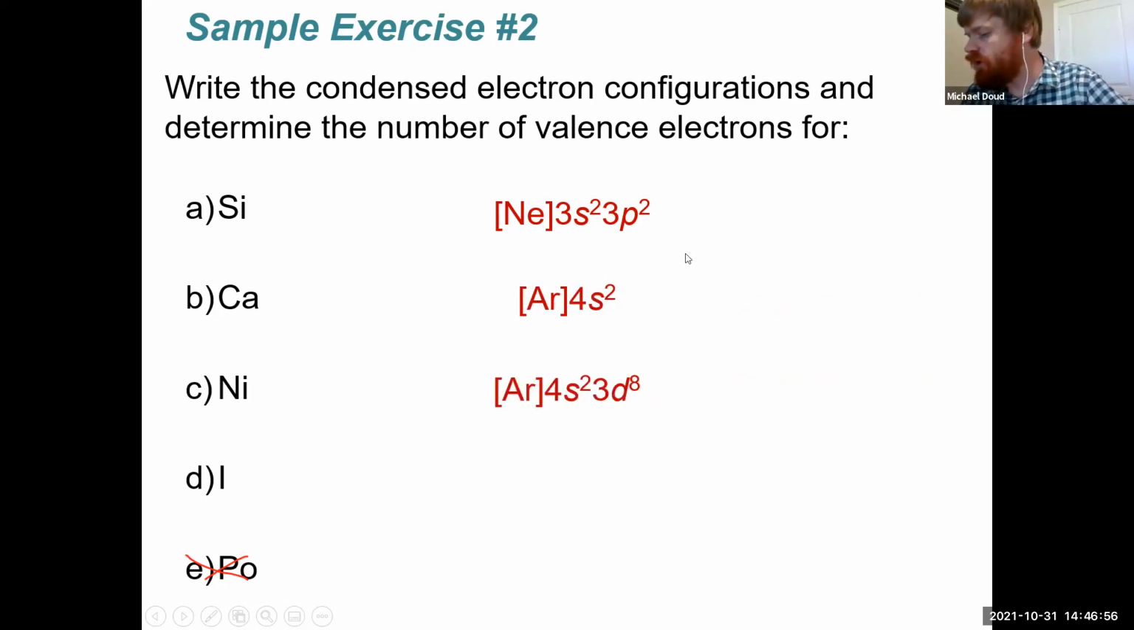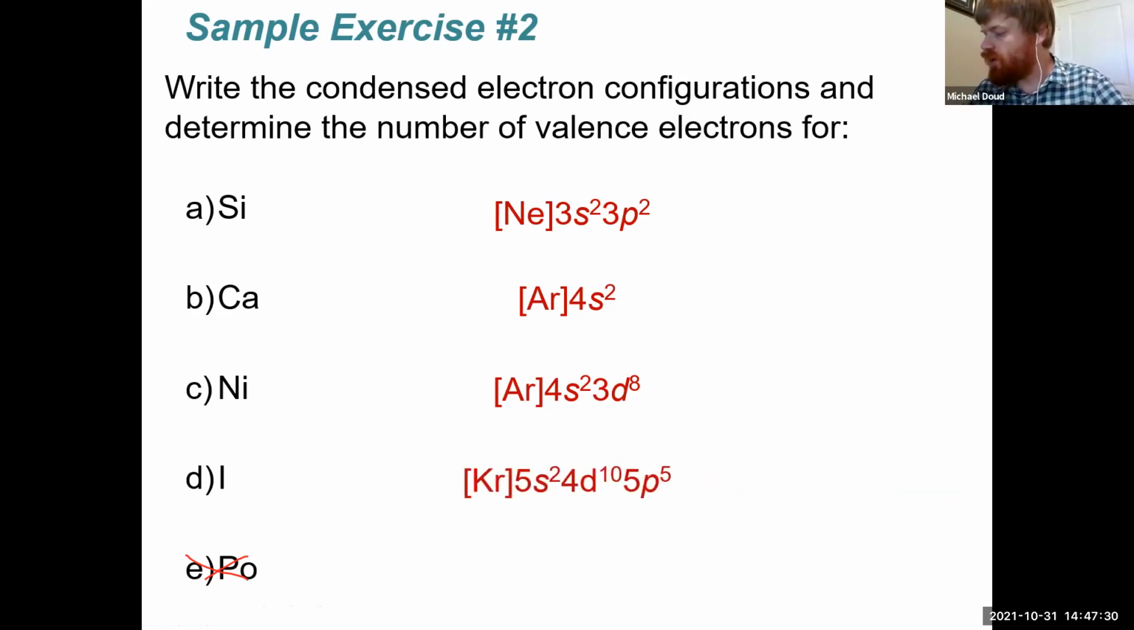Next up, we have nickel. Nickel is in the transition metals there. So it fills argon first, then the 4s sublevel. Then we move into the 3d sublevel, and we have 1, 2, 3, 4, 5, 6, 7, 8 more electrons there. So 3d8. Finally, iodine, which is a real nasty one. So iodine is number 53, and its nearest previous noble gas core is going to be krypton.